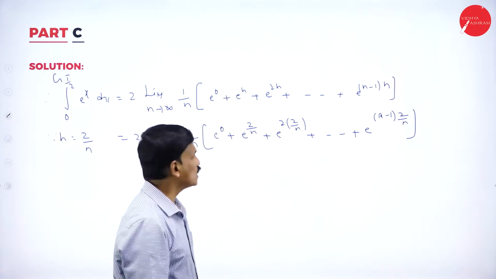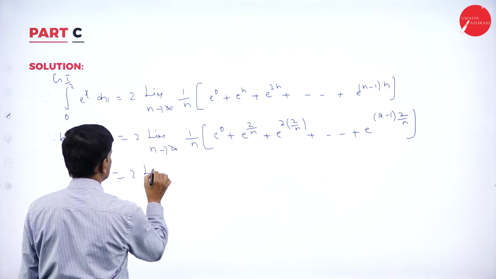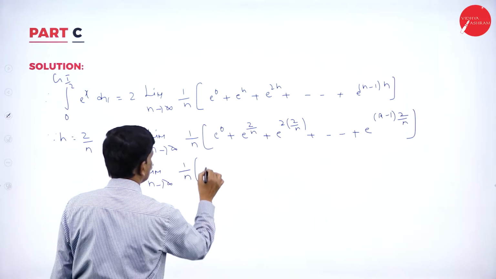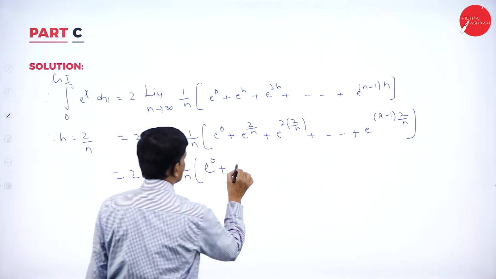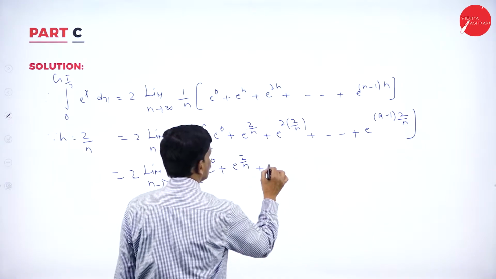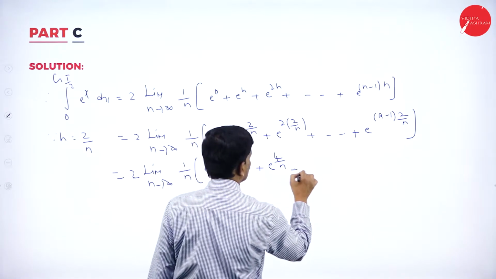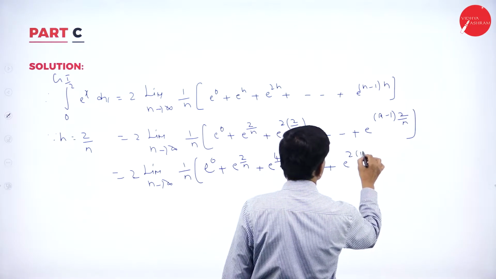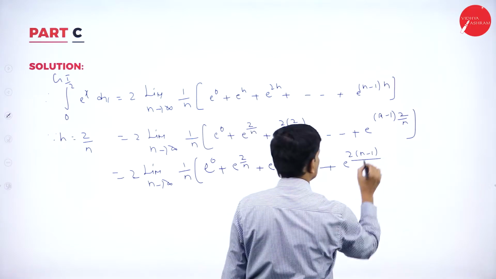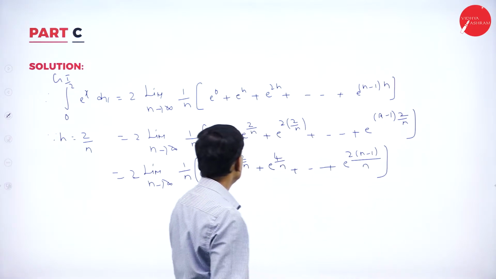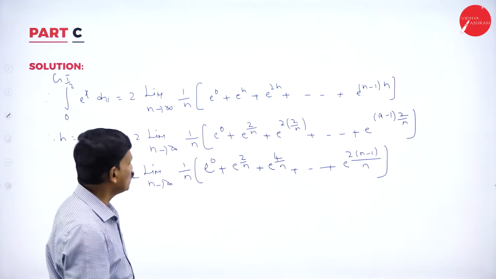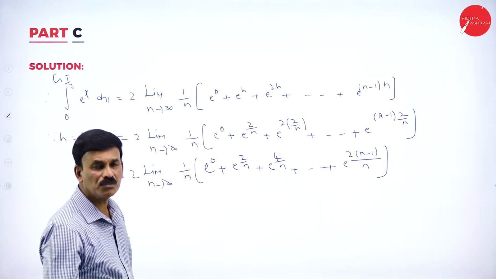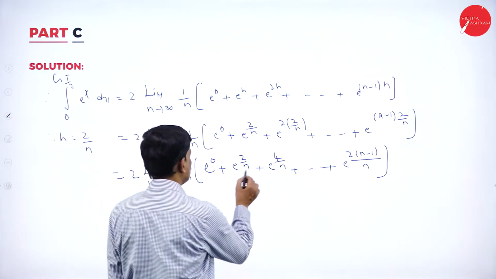Okay. Now this can also be written as 2 into limit n tends to infinity of 1 over n into e power 0 plus e to the power of 2 by n plus e to the power of 4 by n plus etc. plus e to the power of 2 into n minus 1 divided by n. Now, if you observe carefully, this is nothing but the given expression. This expression is of the form of a geometrical progression. This is a geometrical series.